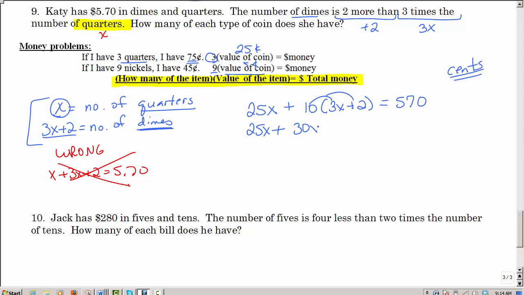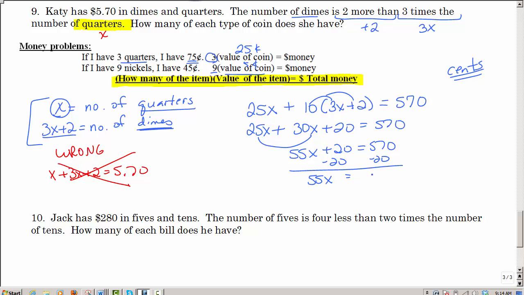Distribute. Collect like terms. Subtract 20. Divide by 55. And on coins and things like that, you cannot get a fraction. You cannot get a negative. That's kind of nice. Alright, so what does X stand for?